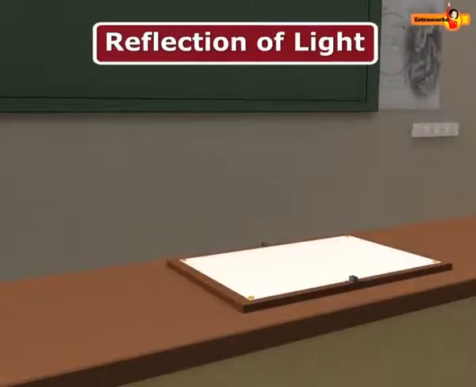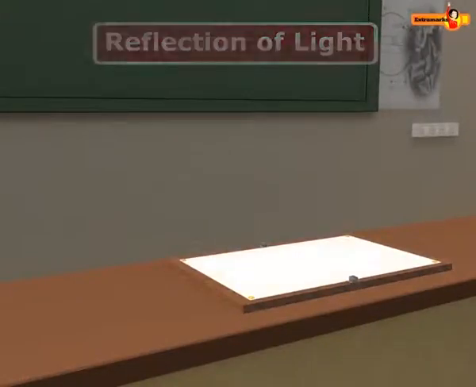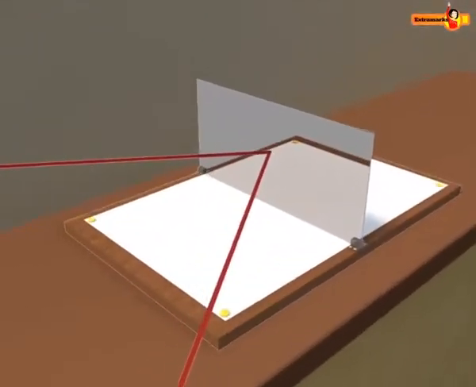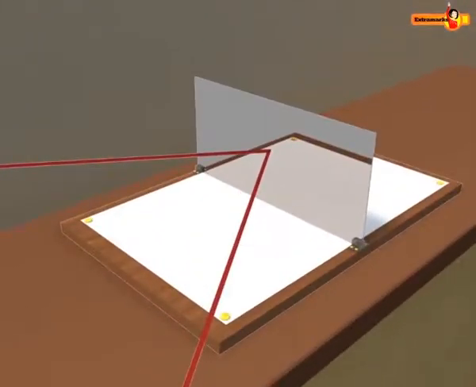Reflection of light. It is bouncing back of light ray into the same medium when it strikes a shiny surface. This shiny surface, which can reflect the light rays, is also called reflecting surface.